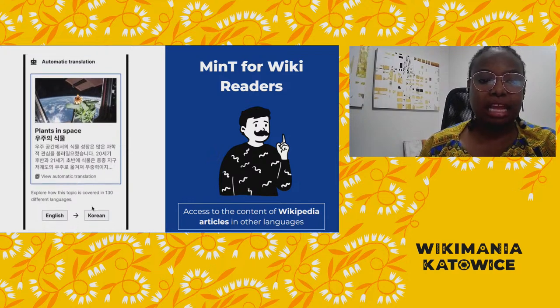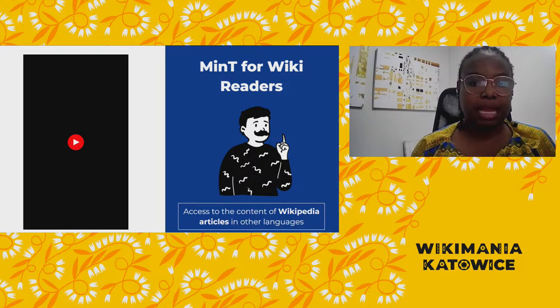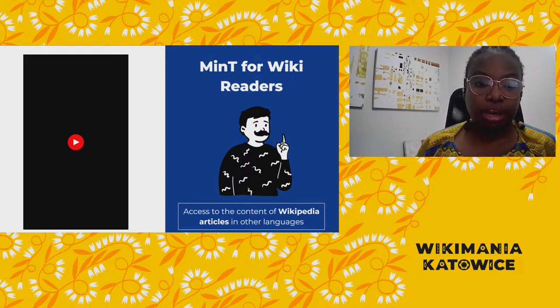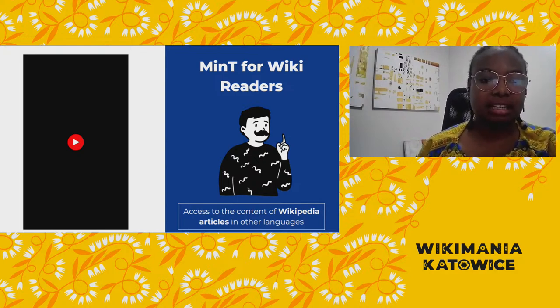So imagine that you are searching for something about plants and you want to read about plants, but it is in English. Like Amir said, not everyone is fluent in English. You would prefer to read it in Korean. Unfortunately, you notice there is no human translated version of this article in Korean. The good news is that the person can still read an automatically translated version provided by the Mint service with a click of a button in that interface, while having stumbled upon the English version of an article. That is what Mint for Wiki Readers can do right now.